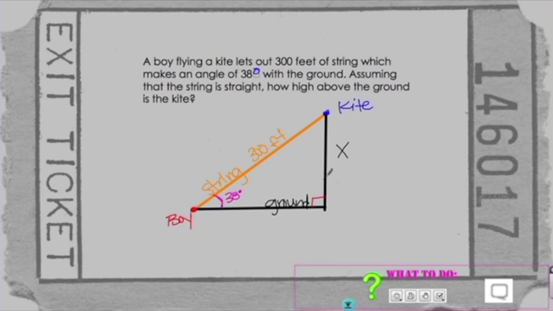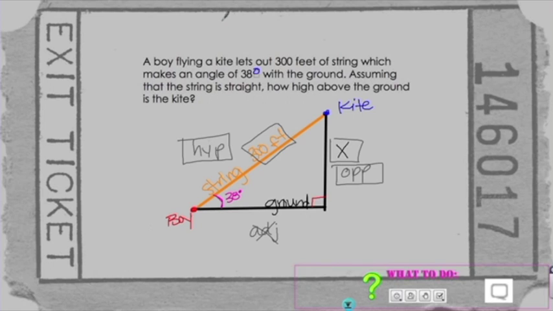So now I have to label the sides of my triangle based on the reference angle that I'll be using. So my reference angle is 38 degrees, so that makes the string the hypotenuse, that makes the height the opposite, and that makes the ground the adjacent. And so the information that I have is the hypotenuse at 300 feet. And the information that I need is the opposite, because that's the height. So I'm not going to be worried about the adjacent at all.